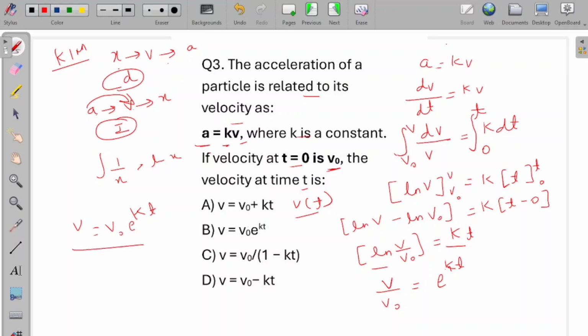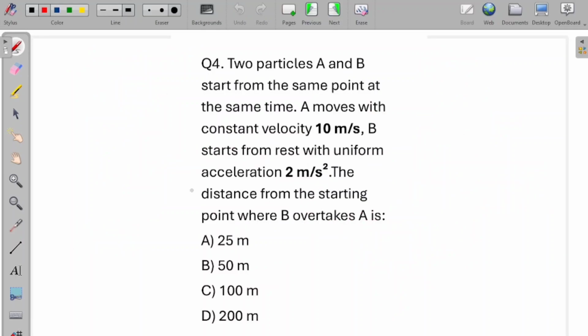Now this is the expression that we have got, and do we have any similar option? I think option B is our answer. Now next question. Two particles A and B start from the same point at the same time. Same point and same time. A moves with constant velocity 10 meter per second. B starts from rest with uniform acceleration 2 meter per second square. The distance from the starting point where B overtakes A.